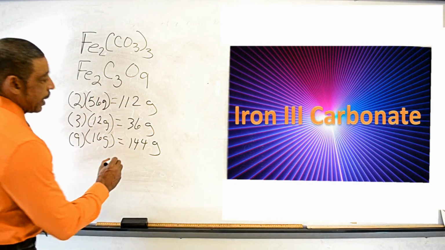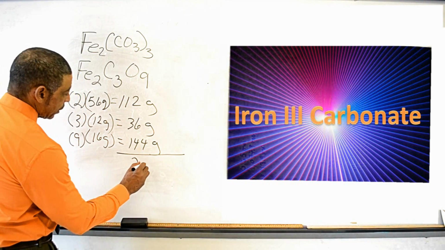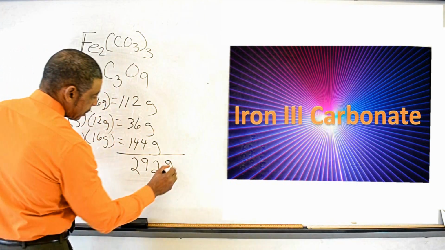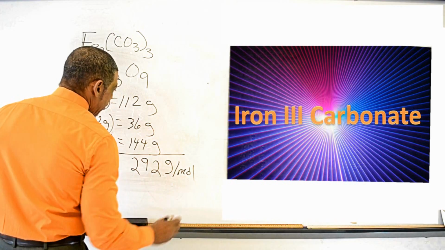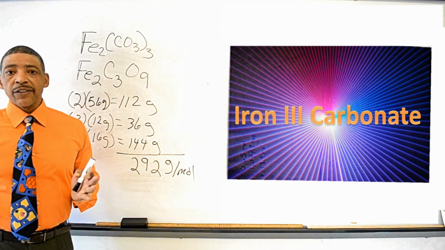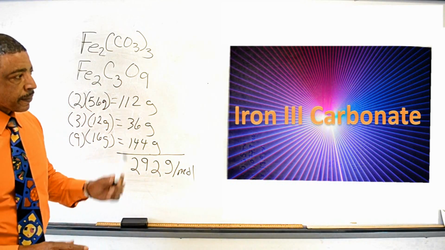Add them up, and the total will be 292 grams per mole. And that essentially explains exactly how to determine the molar mass or formula mass of an ionic compound.